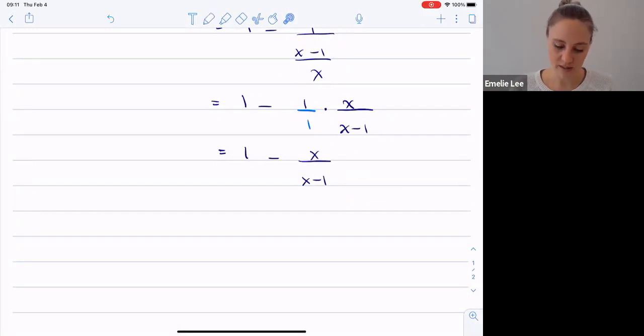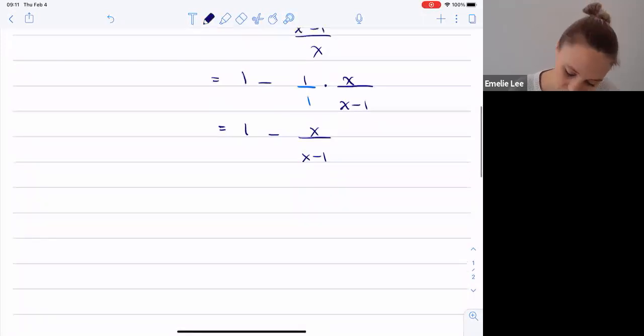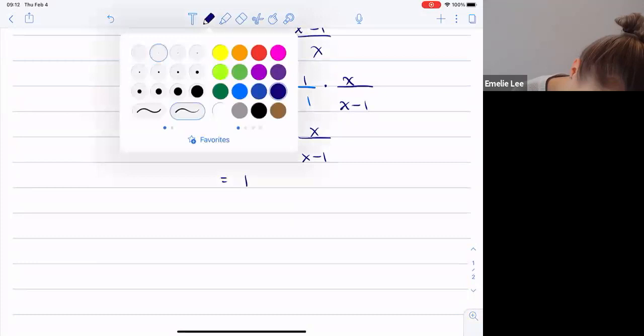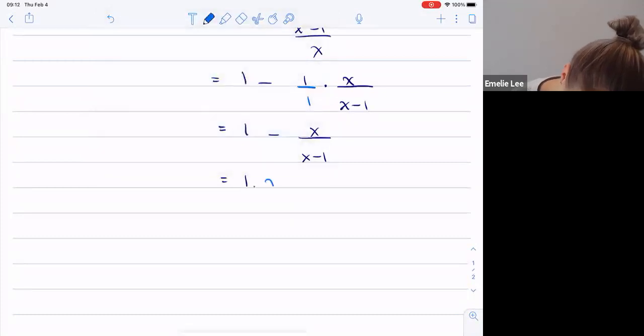Now to simplify this even further, right, I have essentially a fraction minus a fraction, right? 1 I can rewrite as 1 over 1. So I have a fraction minus a fraction, and I can subtract those by finding the common denominator. I'm going to use x minus 1 as my common denominator. So I end up with 1, and then I'll do it in a different color, times x minus 1 over x minus 1. Minus x over x minus 1.